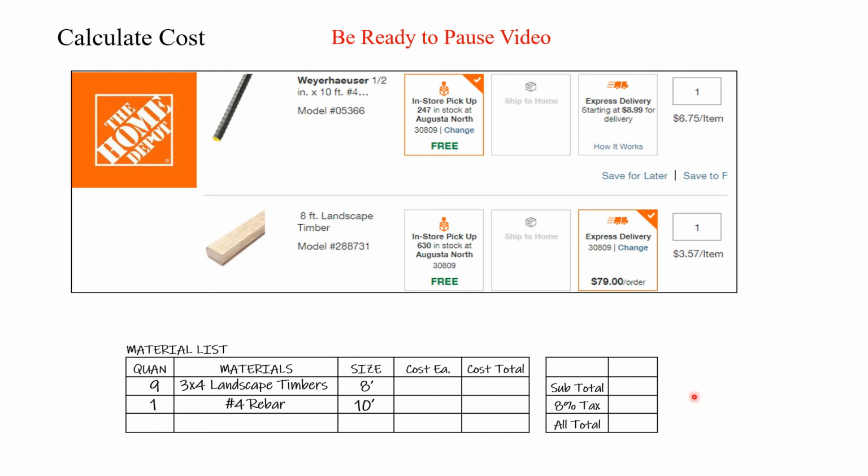Then you have to calculate your tax. What is that going to be? The easiest way to do that is turn 8% into a decimal, which is what? 0.08. So you take your subtotal, multiply 0.08. That'll give you your tax. Add them together, and you got your total. Okay?